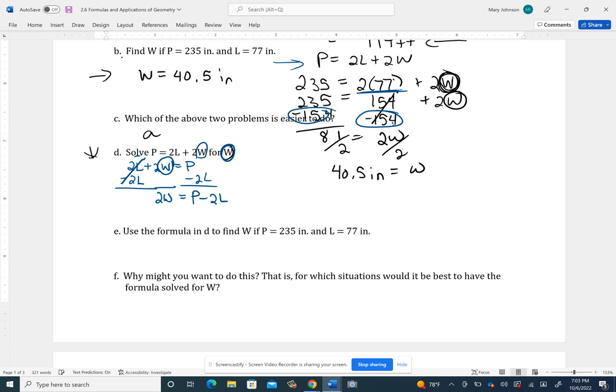Now your job is to solve for W, so circle that W. You're not done yet until that W is by itself. So see that 2 out in front? I need to get rid of it, so I'm going to divide by 2 everywhere. So that's going to give me, let me raise it up now, W equals P minus 2L, all of that over 2.